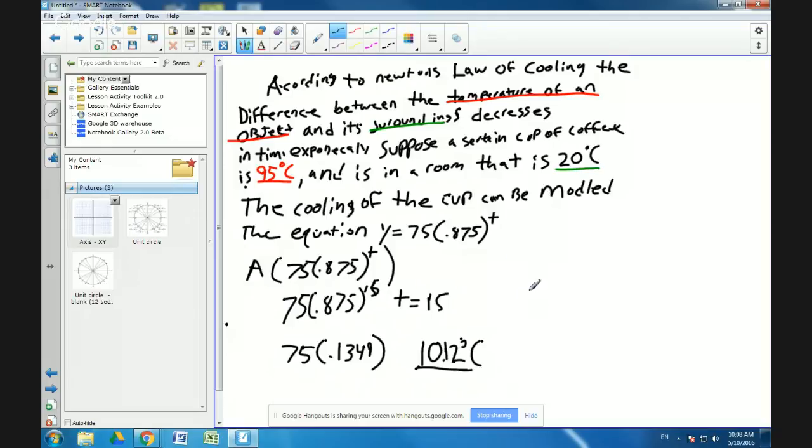So in order to find the temperature of the coffee, we'll subtract it from 95, which is our earlier stated temperature in the problem. We're going to subtract 10.12, and we should get 84.9 degrees Celsius as the temperature of our coffee after 15 minutes.